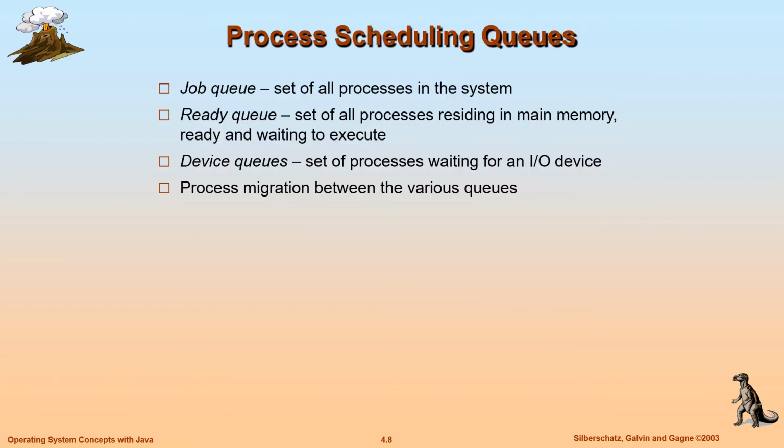Let's discuss process scheduling queues. As processes enter the system, they are first put into the job queue, which consists of all processes in the system. Whatever processes come into the system are all in the job queue. The processes that are residing in main memory and are ready and waiting to execute are kept in the ready queue. These ready queues are generally stored as linked lists.